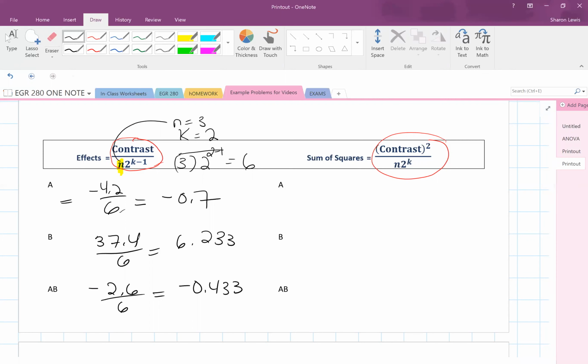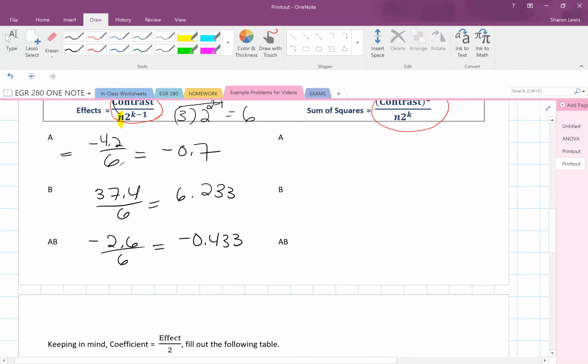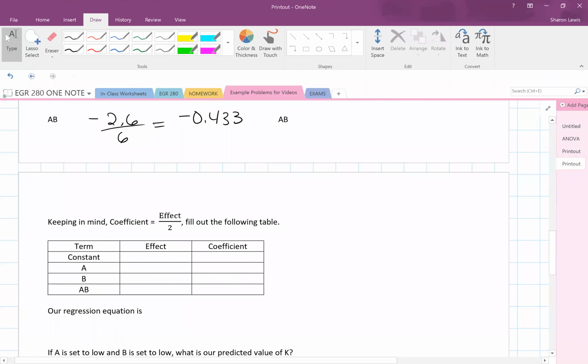Let's move down to this. Since we just calculated the effects, let's fill out this table. I'm going to write in negative 0.7, 6.233, and negative 0.433. So those were the effects. From the effects is where we can calculate the coefficients for our regression equation, and we do that by dividing by 2 for those 3. So negative 0.7 divided by 2 is equal to negative 0.35.